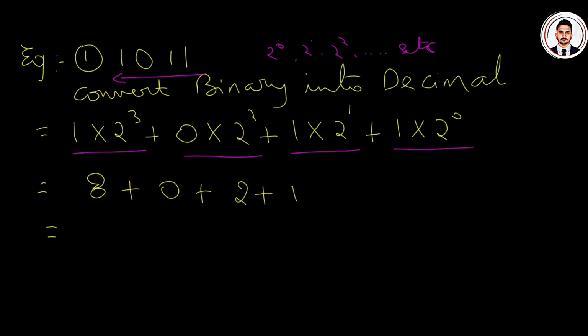So what will we get? 8 plus 2 is 10, 10 plus 1 is 11. So this is in decimal form. I hope you understand how to convert binary number into decimal number. Now I will explain the reverse of this one: conversion of decimal into binary.